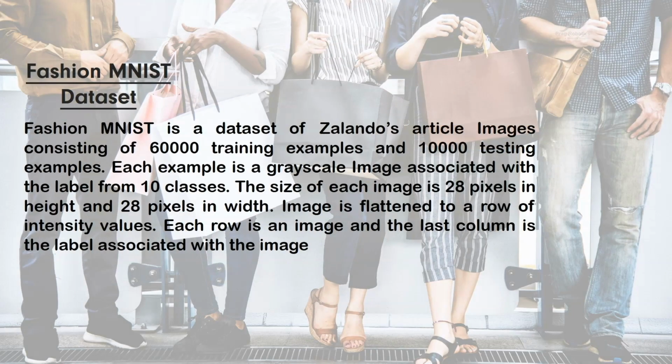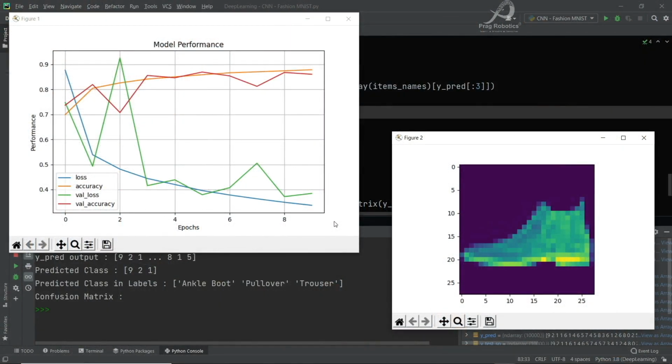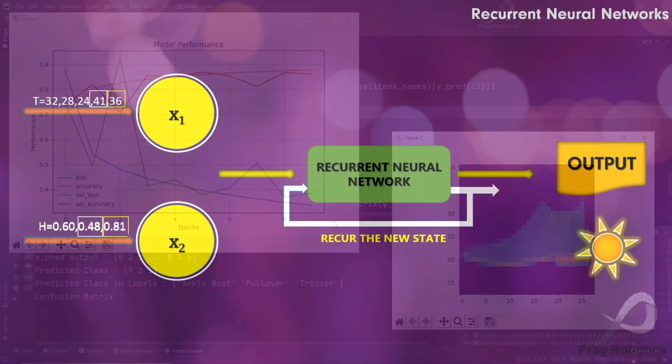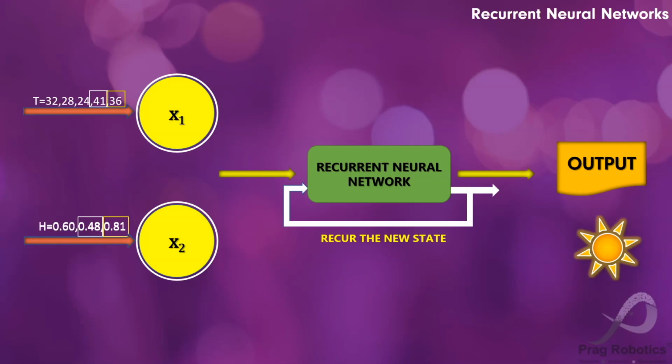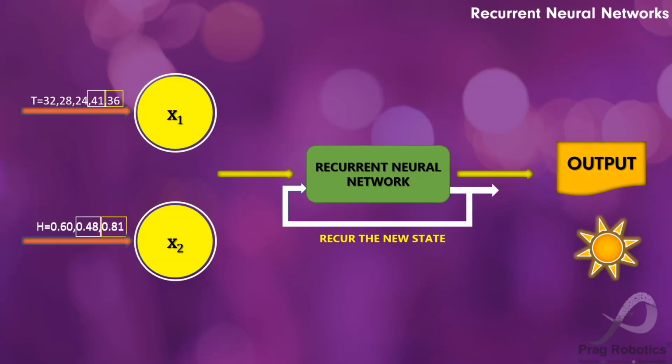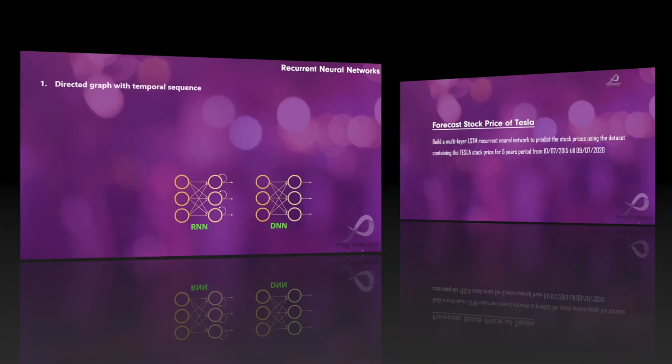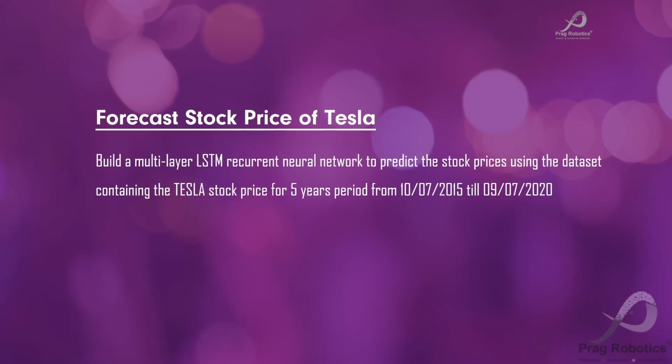Then we will be dealing with handling sequential data, and we will try to build a time series model using the Tesla dataset. During this process, we will be using a long short-term memory neural network model to predict the stock price of Tesla company. Interesting, isn't it?